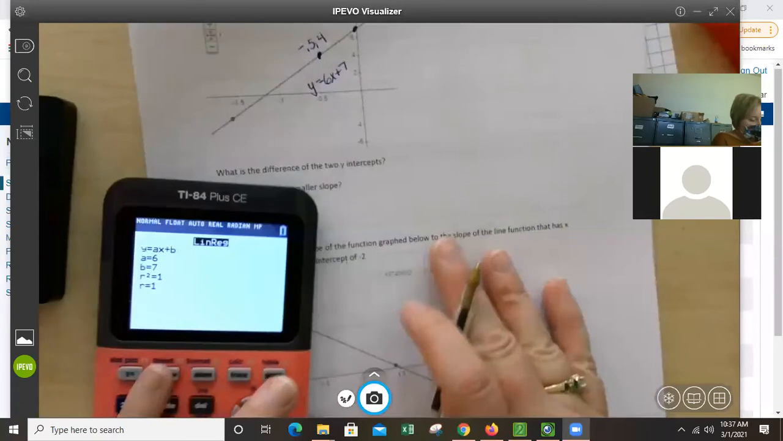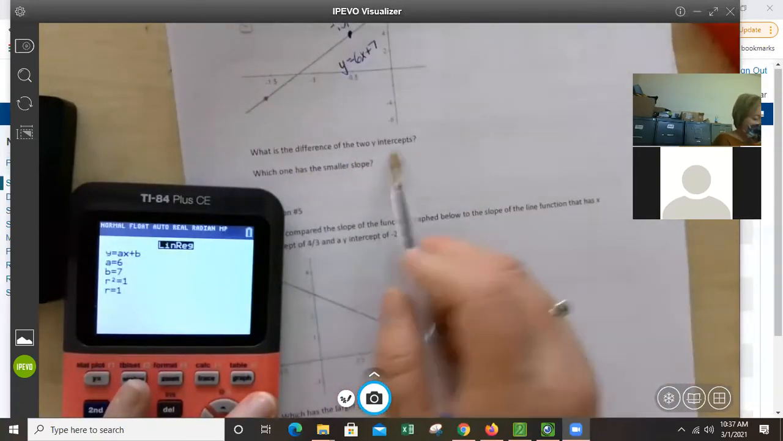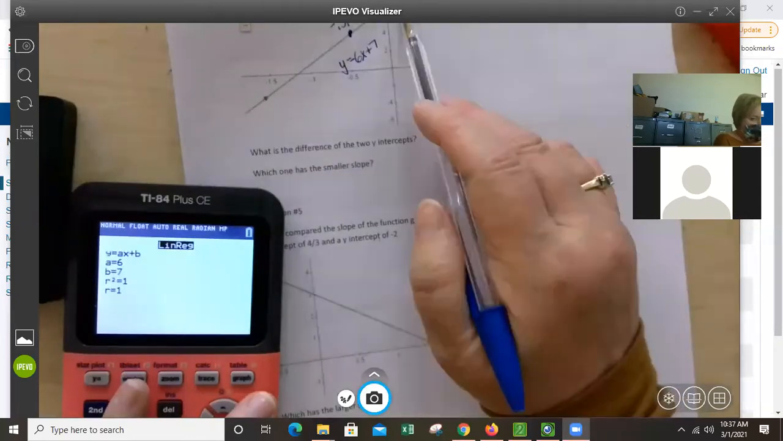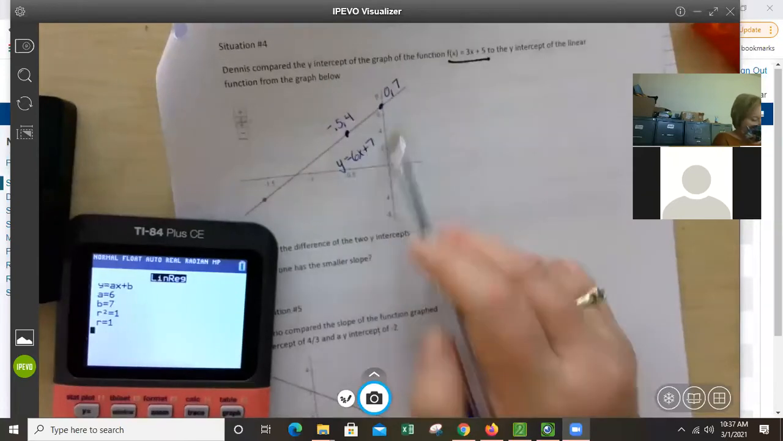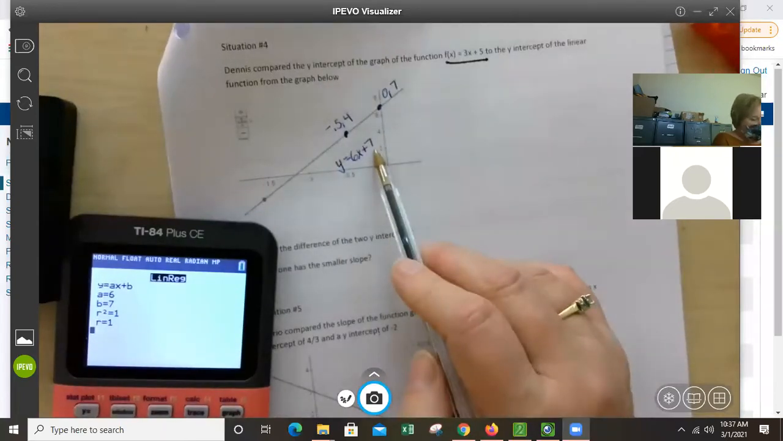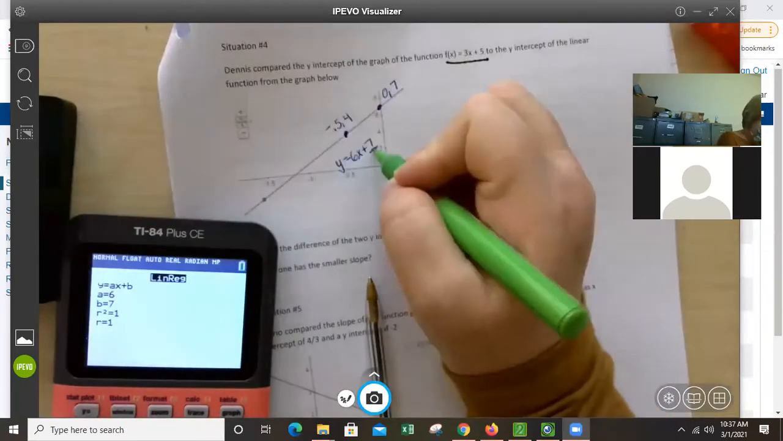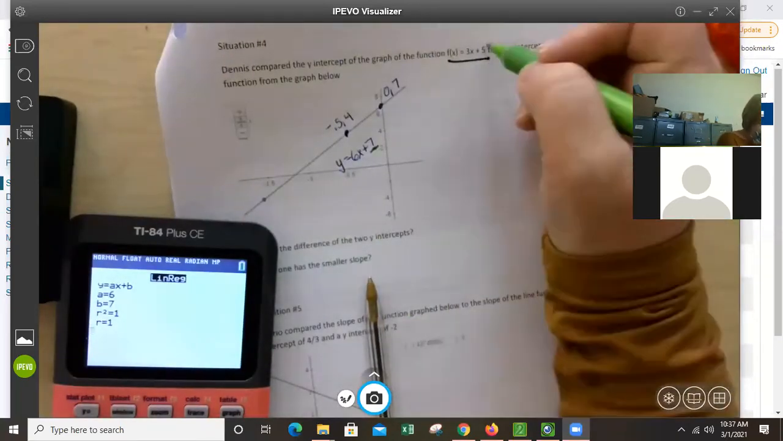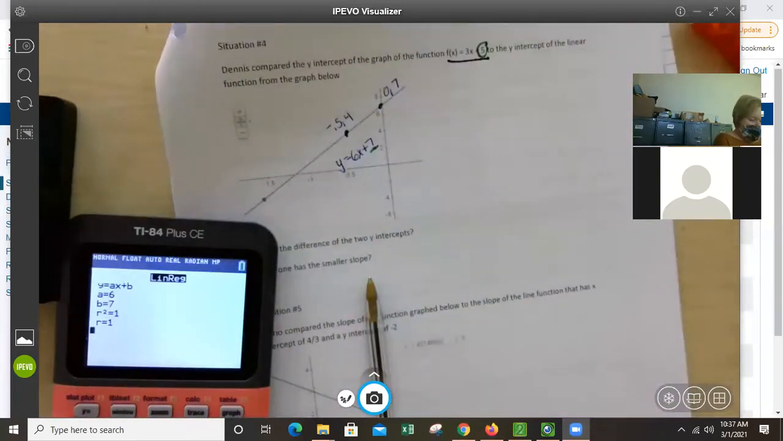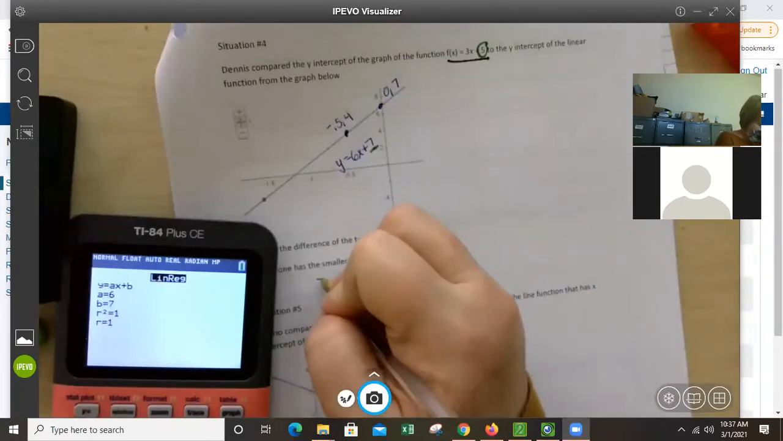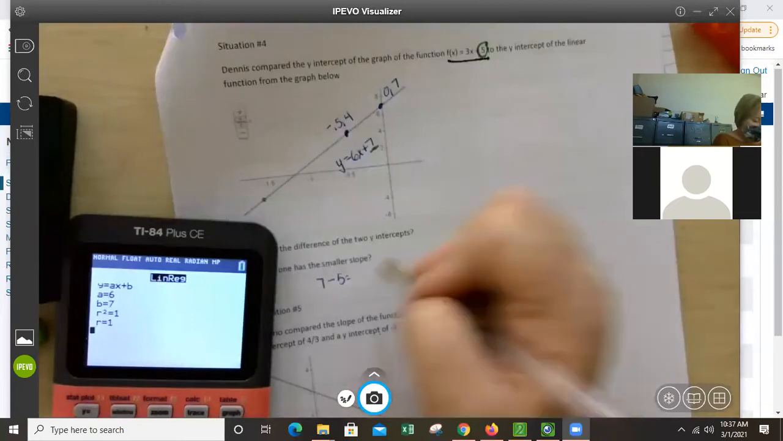All right, our first question says, what is the difference between the two y-intercepts? What's the y-intercept of this graph? 6 or 7? Yeah, 7 is the y-intercept here, and then 5 is the y-intercept up here. So we have to find the difference. So we say 7 minus 5 equals what? 2, okay?